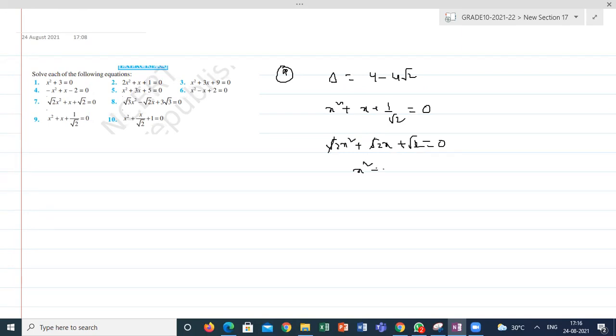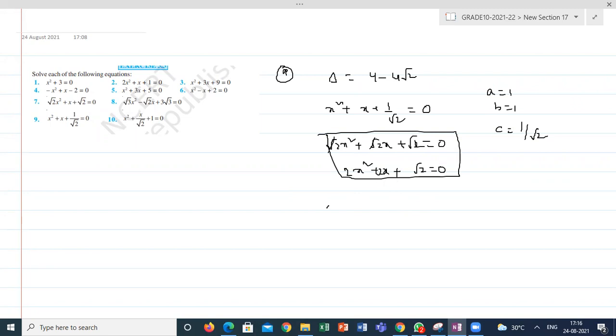I will get x square plus x plus root 2. I think we can proceed with this equation. If you are confused, straight away you can go with a is equal to 1, b is equal to 1, c is equal to 1 by root 2. It's your wish, both methods you can do. Sir, it should be 2x square plus 2x plus root 2. Yeah, 2x square plus 2x plus root 2.